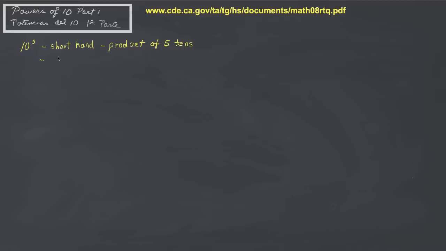So I'll write it out. That would be 10 times 10 times 10 times 10 times 10. Now notice, this is not 5 times 10. This is 10 multiplied times itself, 5 times. So we find the 10 only in this expression. We only multiply the tens, not with a 5. The 5 simply tells me how many tens I'm going to multiply together.